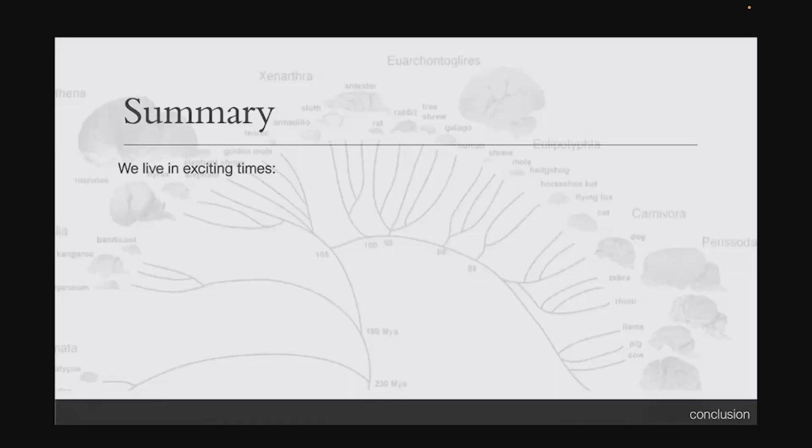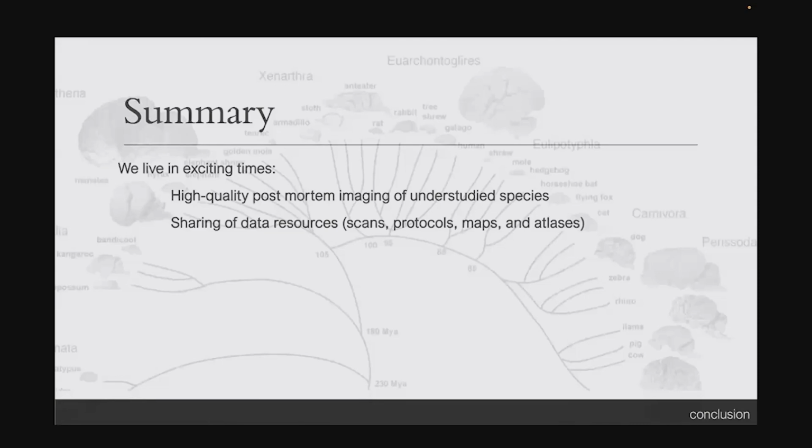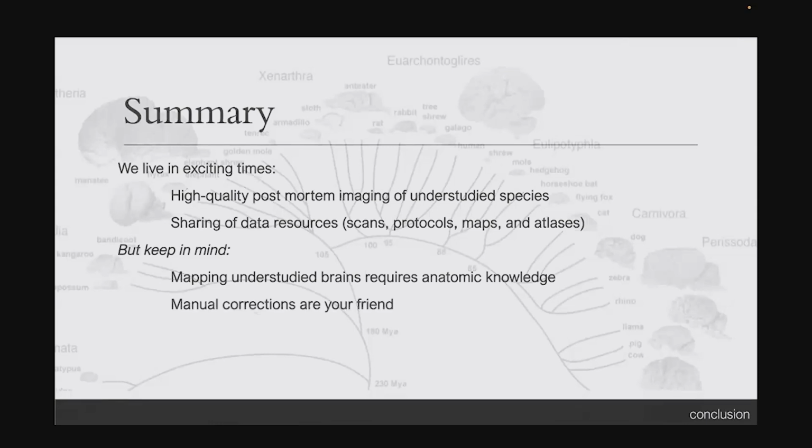So in summary, we live in exciting times. We're getting a lot of high quality postmortem imaging of understudied species, and people are sharing this information. So not just the scans, but as people are creating atlas resources, they're sharing those as well. But you should keep in mind, if you're doing this kind of work, that mapping understudied brains does require anatomical knowledge. So you will have to delve into that a bit. You can't assume that the software is going to handle the brain properly. Don't be afraid to do some manual corrections. I really strongly recommend it.